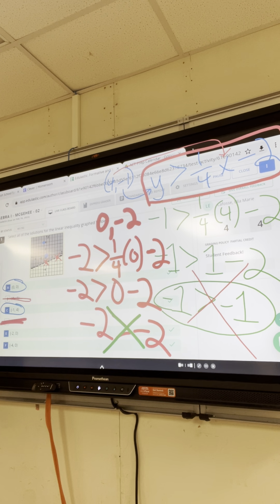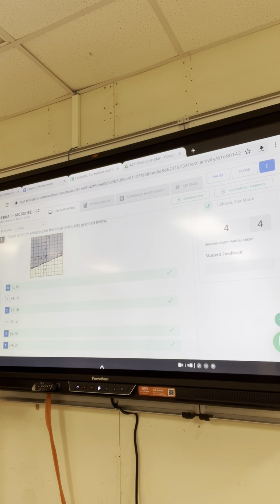All right, so far we got A and C. Now we've got E. Let's look at E. Negative 2 comma 0. Let's see if we can put it on there. So if we're gonna plot the point negative 2 comma 0, it's right here.